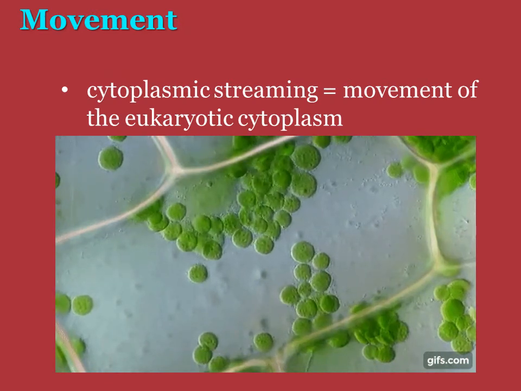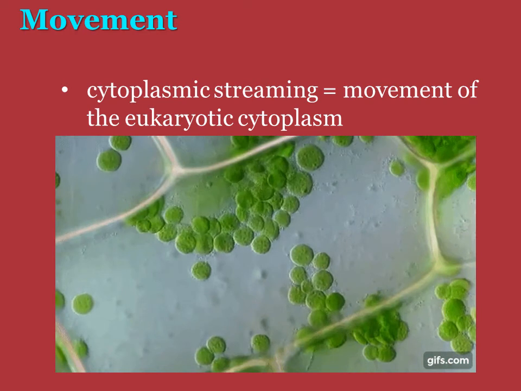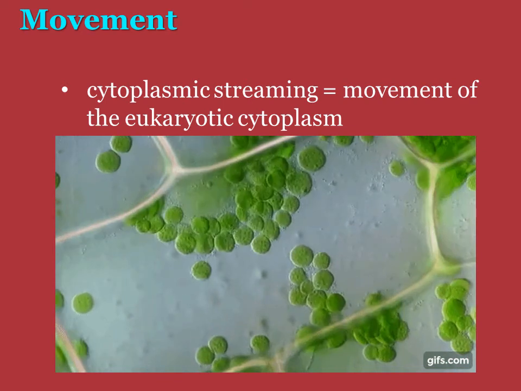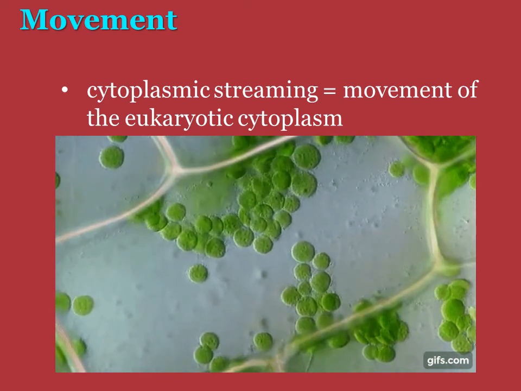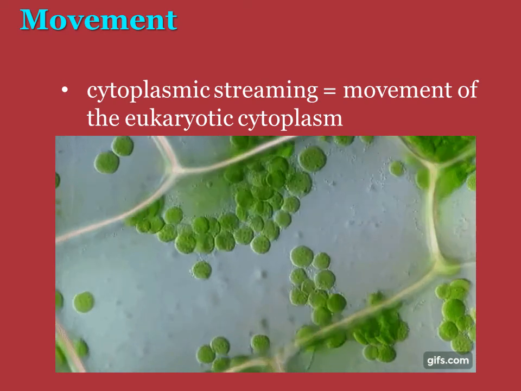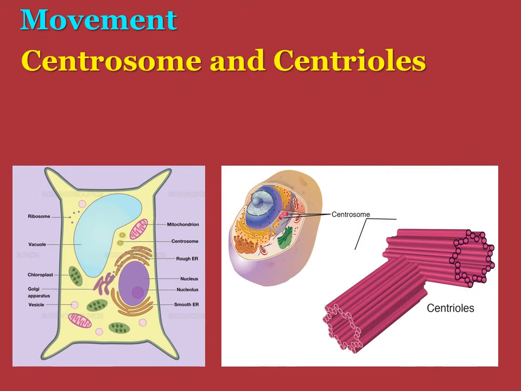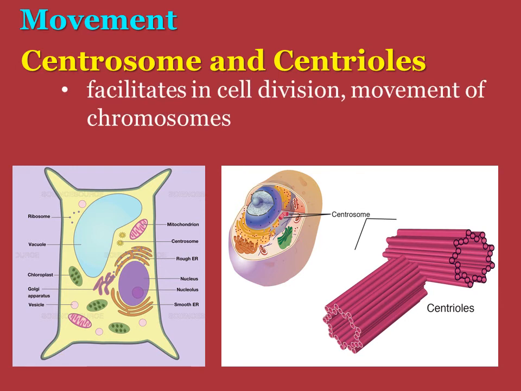Some parts are necessary for movement within and outside the cell. Cytoplasmic streaming refers to the movement of the eukaryotic cytoplasm from one part of the cell to another, distributing nutrients throughout the cell. Earlier, we mentioned microtubules and the cytoskeleton. During cell division, microtubules from the centrosome are responsible for the movement of chromosomes. In animal cells, each centrosome contains two cylindrical structures called centrioles, which also facilitate cell division.